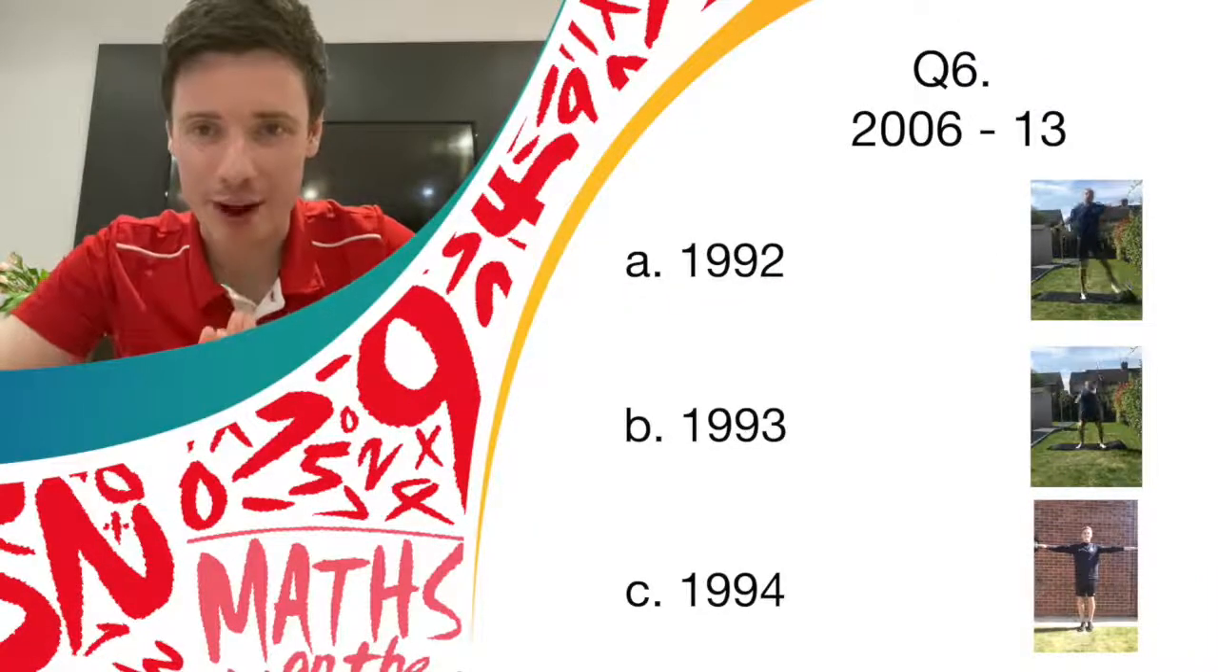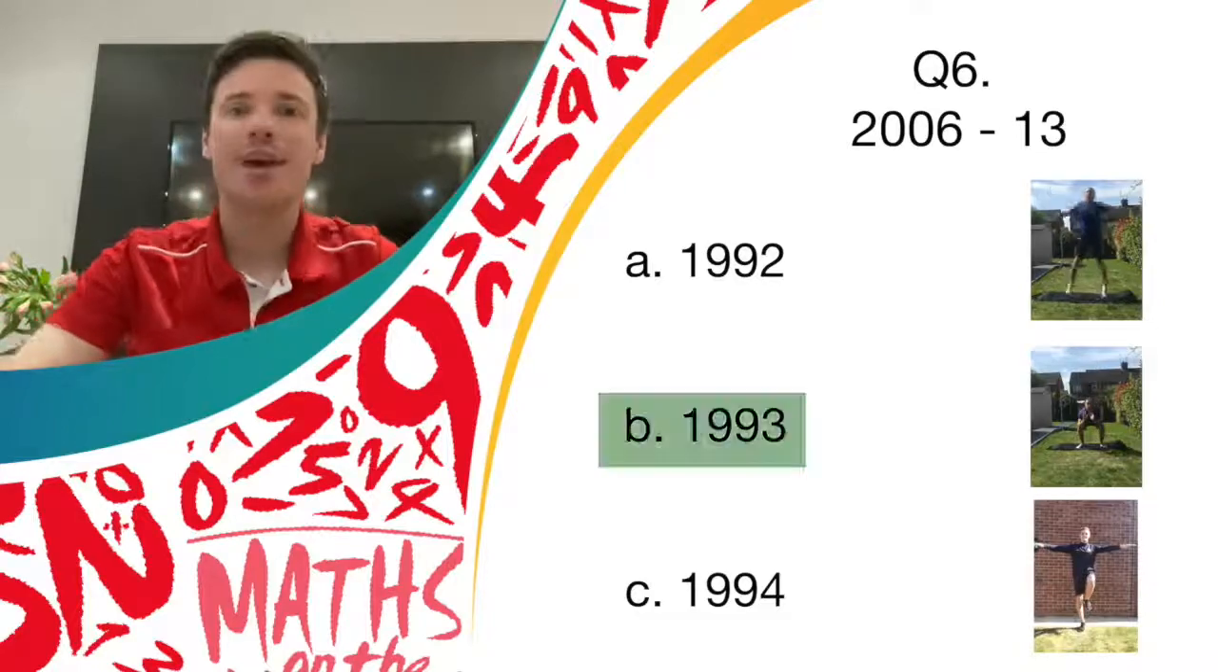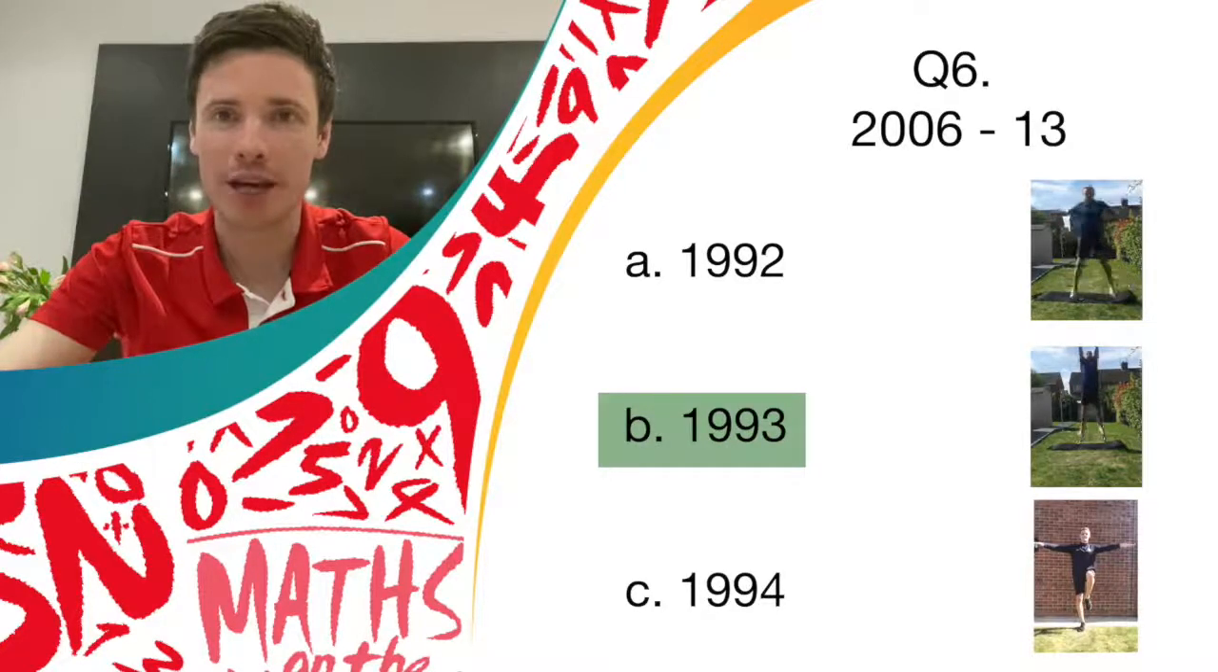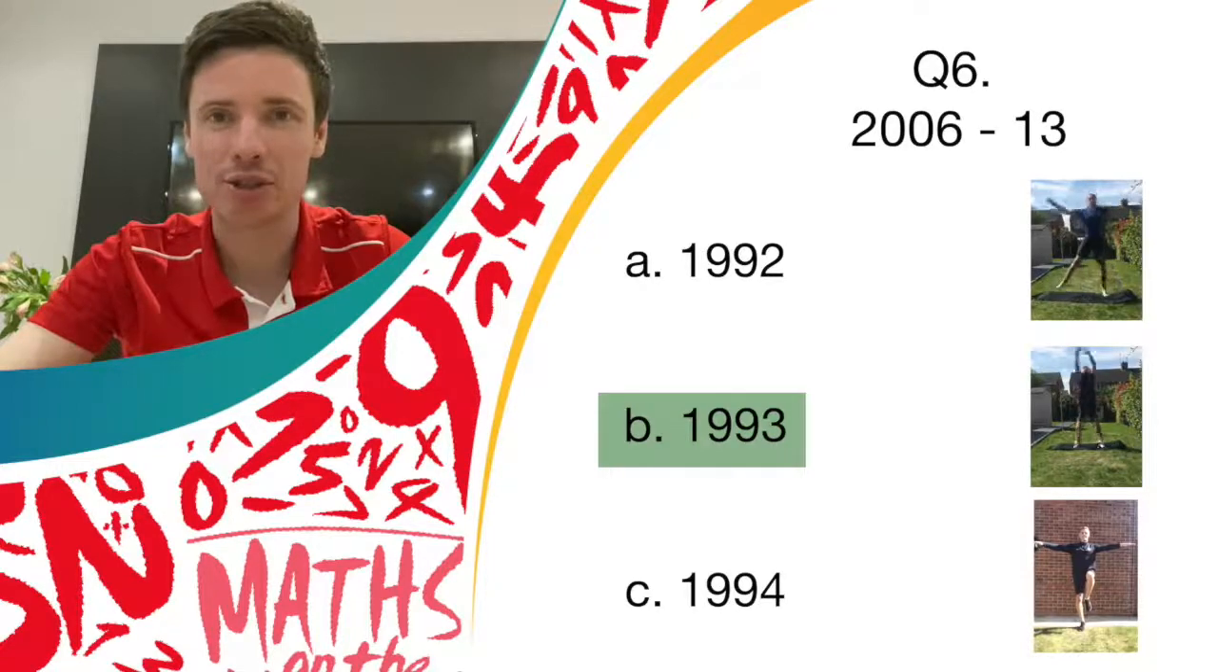Good work if you were practicing your basketball shots there, because the correct answer is 1993, so the correct movement was the bend and shoot.